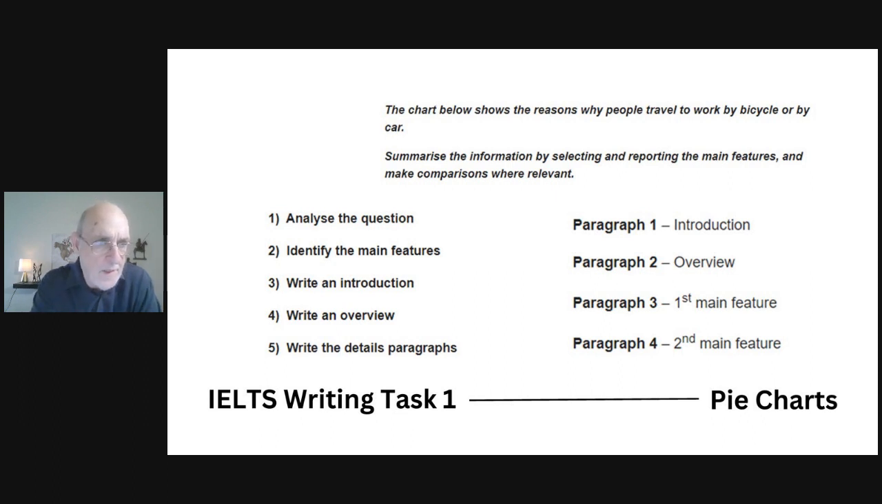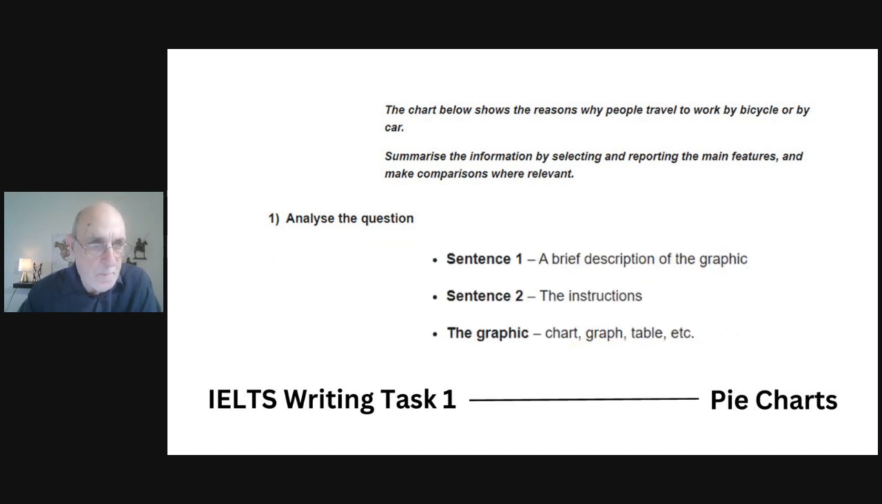So before we even get started, task achievement and structure are worth 50% of your marks. So this is why it's so important to be aware of this. And now I'm going to take you step by step through everything you need to do to accomplish Writing Task 1 and pie charts successfully. So let's get started. The first thing you want to do is analyze the question.